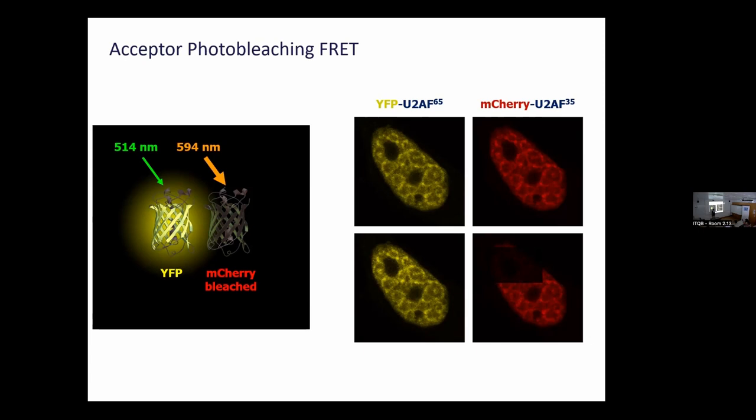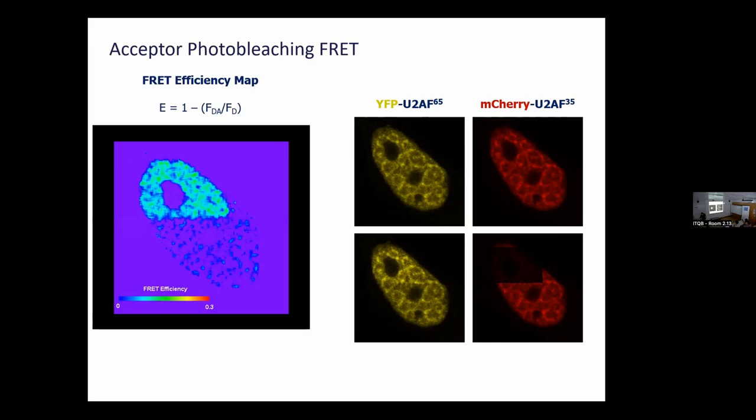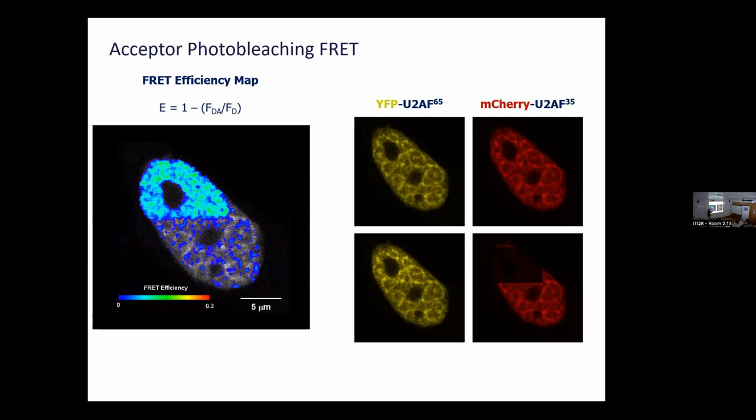The advantage of using this technique is that by comparing the intensity of the donor before and after photobleaching the acceptor, we can directly calculate the FRET efficiency. We can generate a FRET efficiency map, which we can then overlap with the original image. So we get a spatial map of where these interactions are occurring in a confocal microscope, looking at interactions of proteins that are 5 to 13 nanometers close to each other.